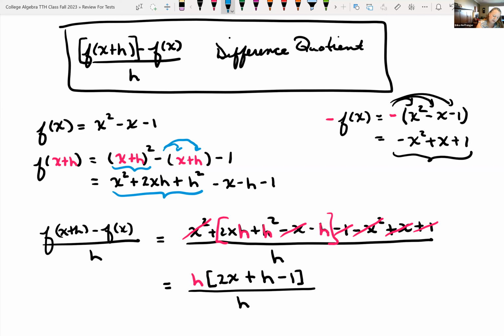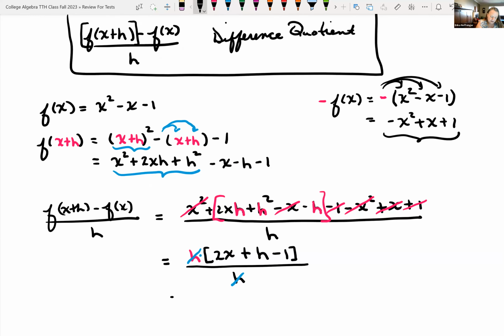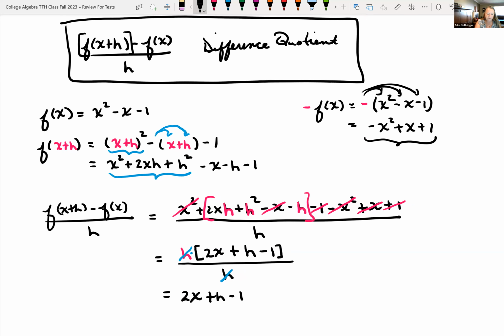And so now my h in my numerator, I can cancel with my h in my denominator because it's multiplication in between that. And so we're left with 2x plus h minus 1. So that would be the difference quotient for f of x that was given.